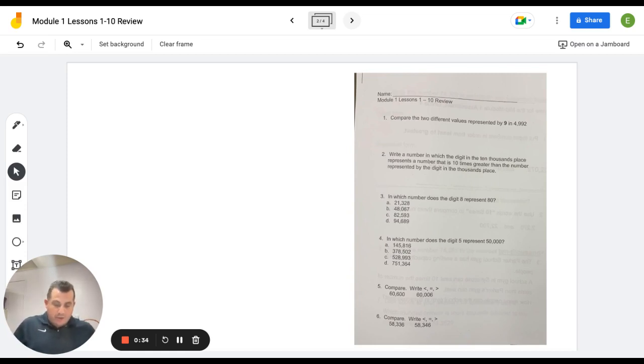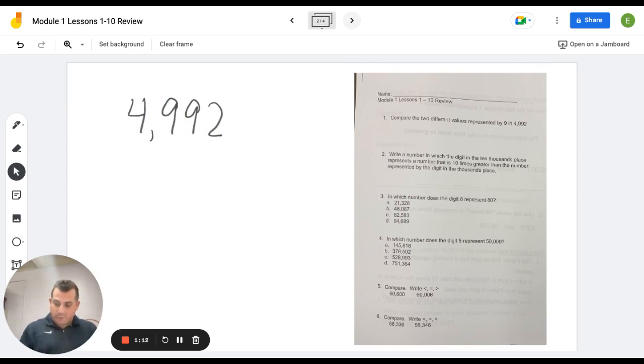So we'll start with number 1. It says we're comparing the two different values represented by the 9 in the 4,992. So we're comparing the values. So right here in the number 4,992, we have this 9 in our tens place, and we have this 9 in our hundreds place.